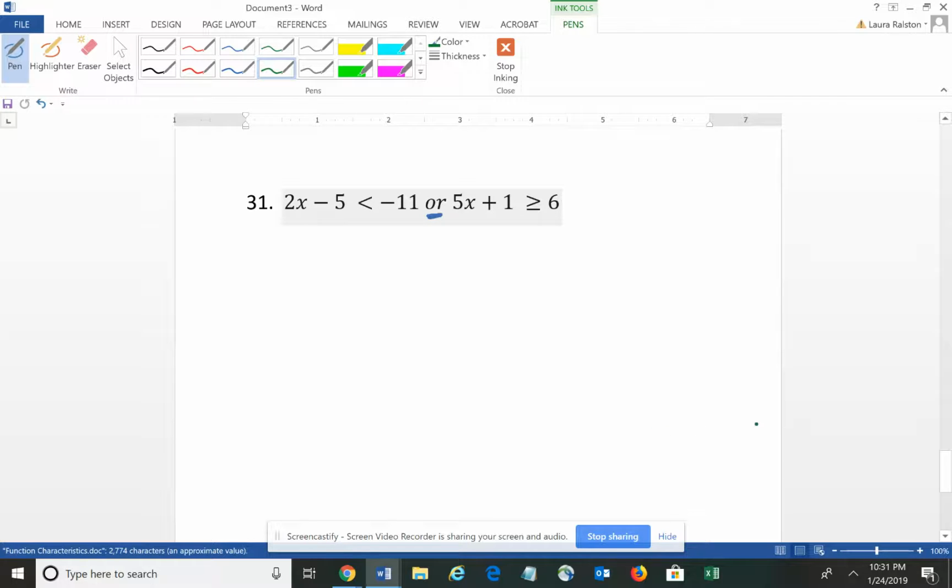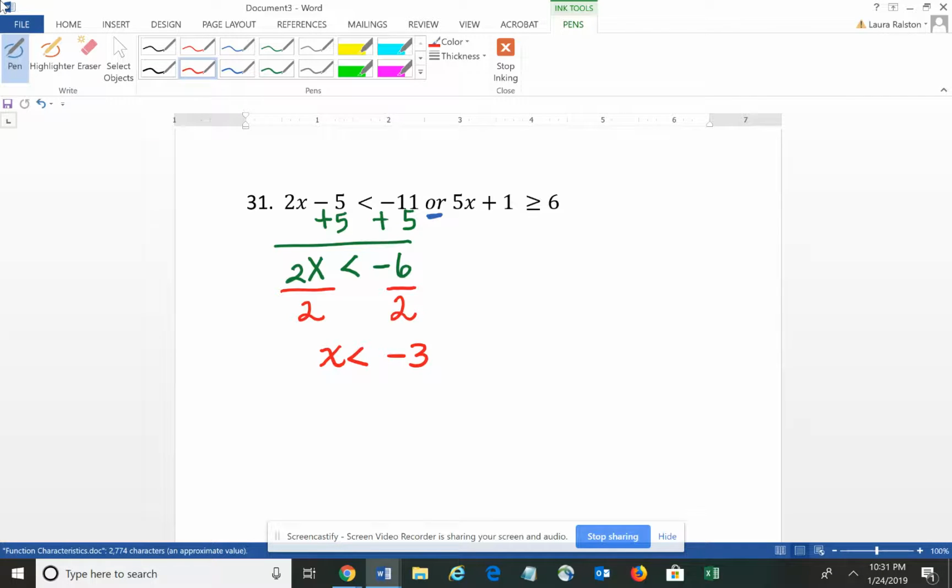So for 2x minus 5 less than negative 11, I'm going to add 5 to either side to isolate the x on the left. I'd have 2x is less than negative 6. I'm then going to divide both sides by positive 2. So I'm dividing by a positive 2. So x is less than negative 3. Going back and doing the second problem, 5x plus 1 is greater than or equal to 6. I would subtract 1 from either side. So I have 5x is greater than or equal to positive 5. Then divide both sides by positive 5. So x is greater than or equal to 1.